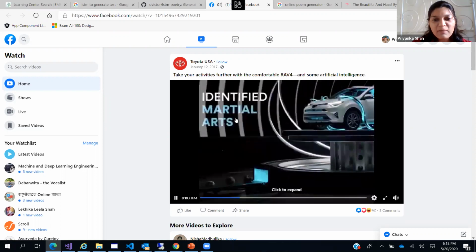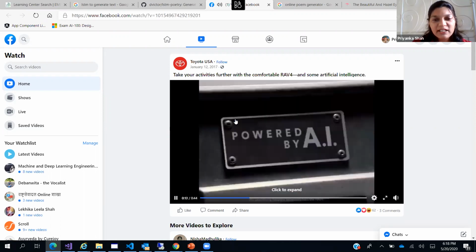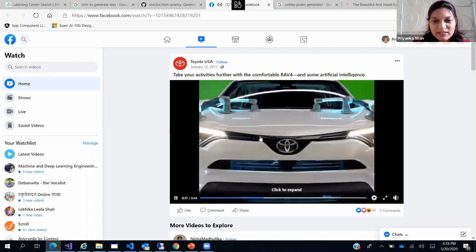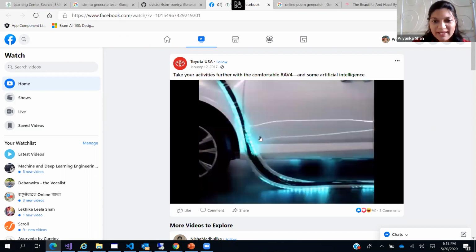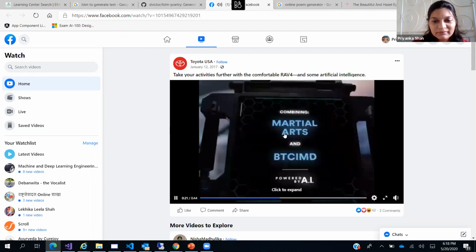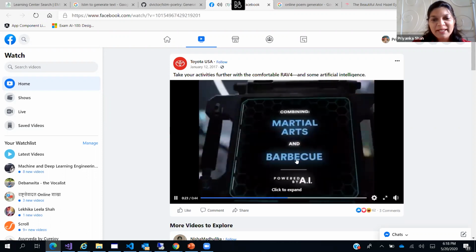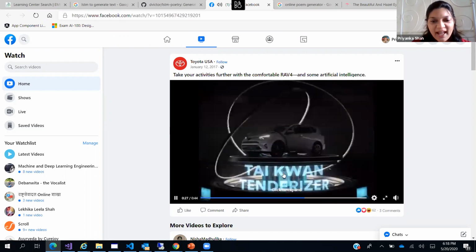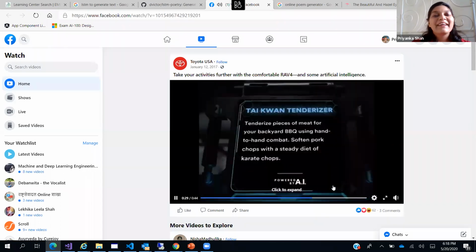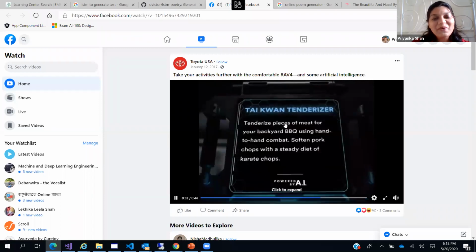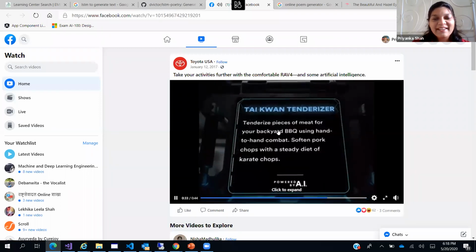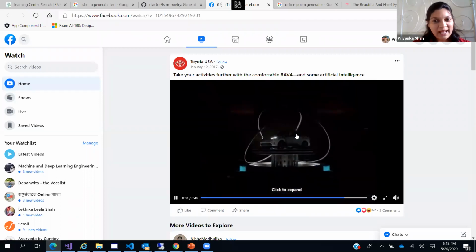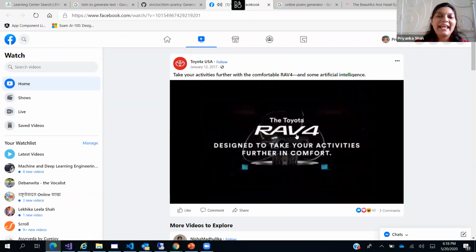So one of the activities identified was martial arts, and let us see what it pairs it with. It is pairing it with barbecue. All right, and then it is coming up with the name: you should try Taekwondo Tenderizer. And it is also giving a description for that, a tenderized piece of meat for your backyard BBQ. So just imagine, this is what an AI is doing.